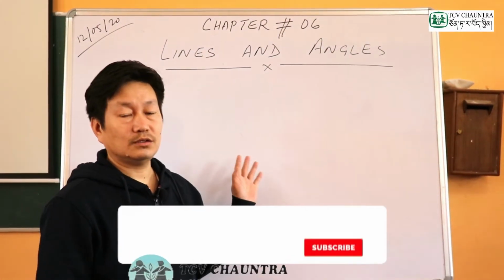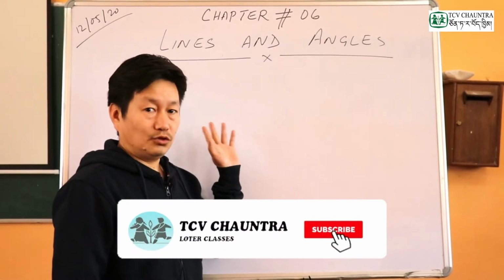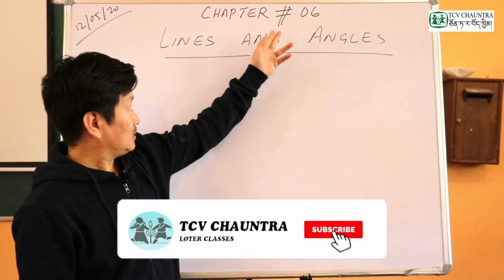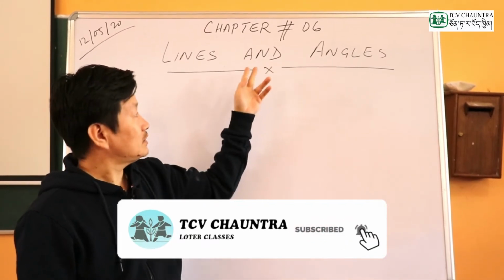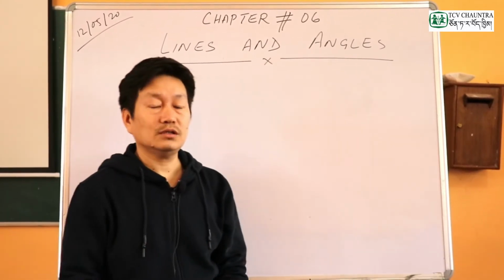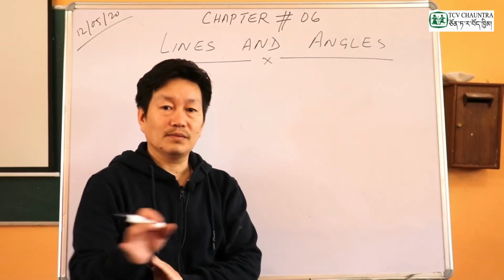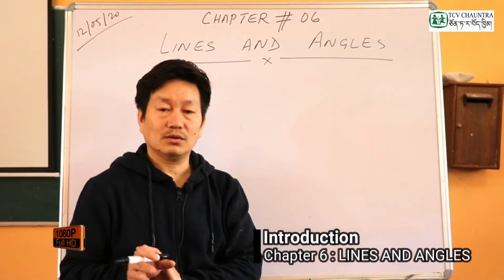The third one is the geometry part. The third one goes to chapter number 6, lines and angles. The geometry, not angles here. Chapter number 5, Euclid's geometry, like the common syllabus.